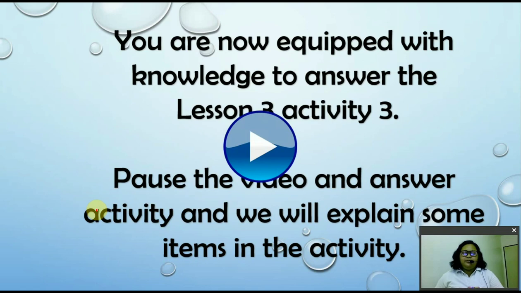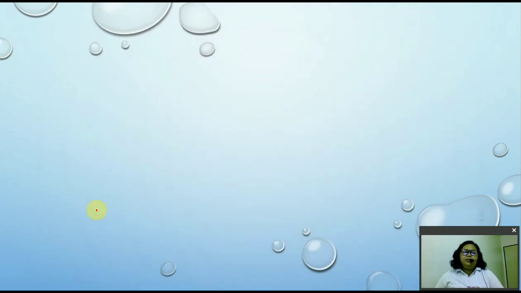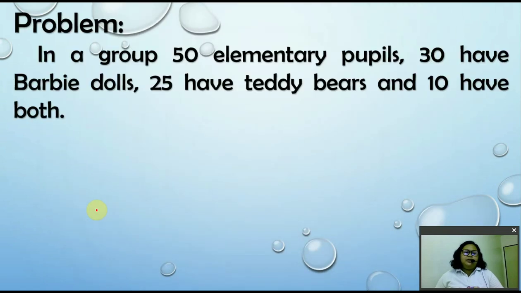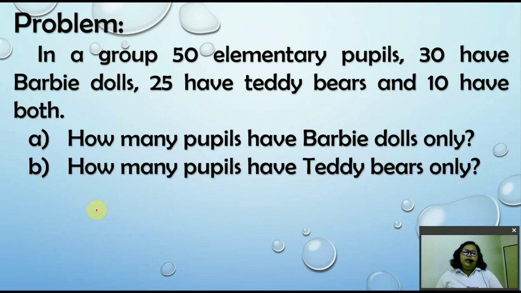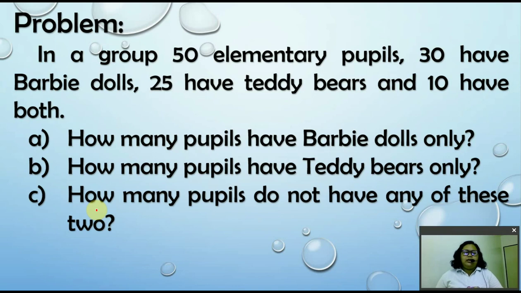Okay, ready na po ba tayo? So, let us now have one problem. So, the problem, in a group of 50 elementary pupils, 30 have Barbie dolls, 20 have teddy bears, and 10 have Barbie dolls and teddy bears. So, letter A, how many pupils have Barbie dolls only? How many pupils have teddy bears only? Remember the word only. Ano po? How many pupils do not have any of these two? So, walang Barbie doll, wala din teddy bear. Okay. So, pause the video.